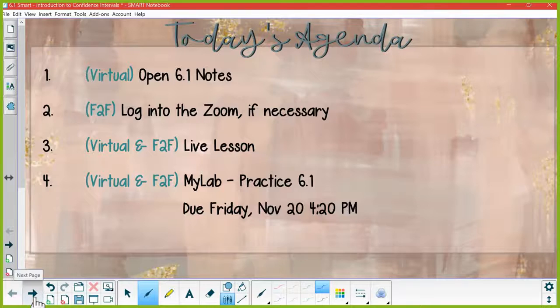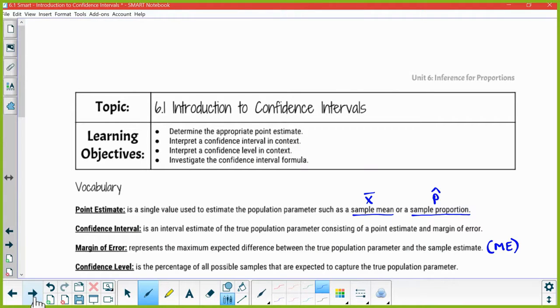So with Unit 6, we are going to get into inference for proportions. Typically, we tackle proportions and then we get into means. Means will come after winter break. We'll come back and do a little bit of proportions before we get started on that, though.